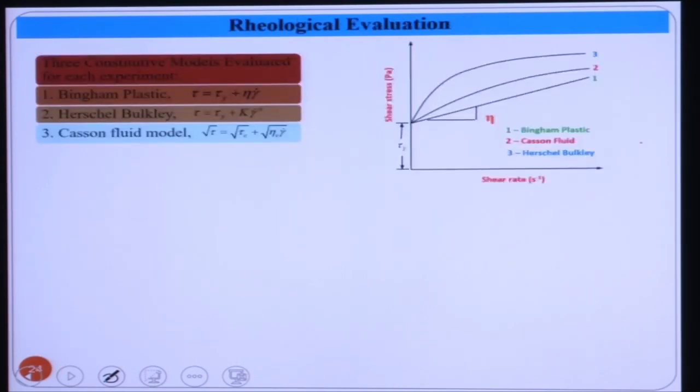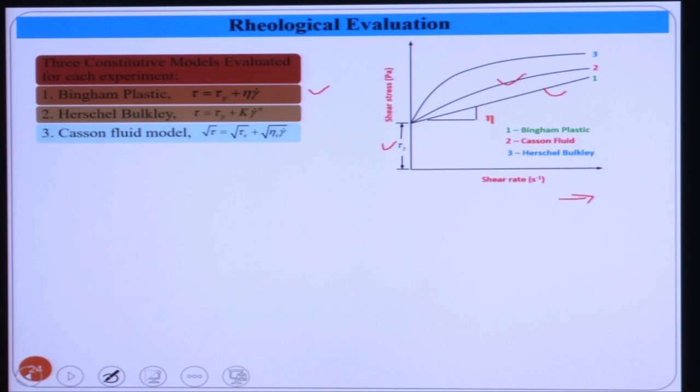So the magnetorheological fluid is actually represented by three different models. All of these are non-Newtonian models. The first one, the most popular, is called the Bingham plastic model. In the Bingham plastic model, tau equals tau_y plus eta times gamma dot. Tau_y is the yield stress of this fluid, tau is the applied shear stress, eta is the plastic viscosity, and gamma dot is the shear rate. On the x-axis is shear rate and on the y-axis is shear stress. So this one is the Bingham plastic fluid. It has a certain yield stress. Only when the applied shear stress is greater than this yield stress does the fluid flow, otherwise it does not flow.